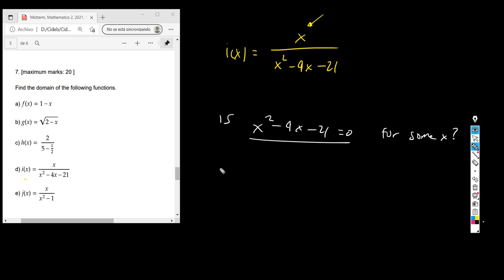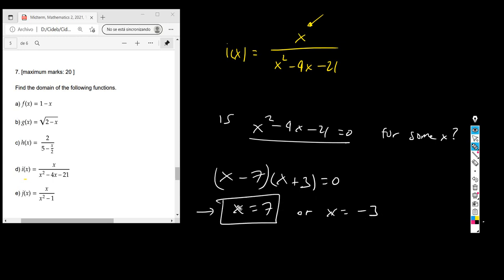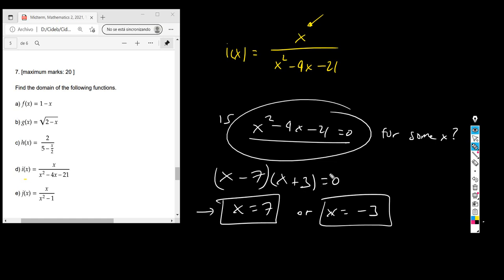Okay, so let's try to solve it. By factorization, you will see that this trinomial is equal to this factorization. If I'm correct, basically the solutions are 7 or also minus 3. That's it. So I could find solutions for this equation, and what that tells me is yes. Is this equal to 0 for some x? The answer is yes, because I actually found those values. And that's it.